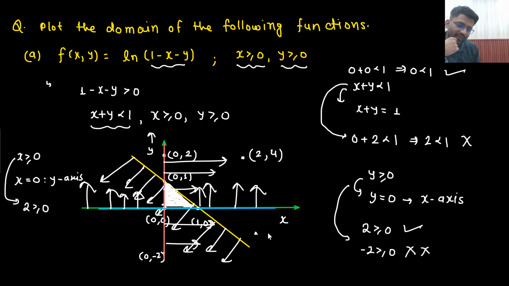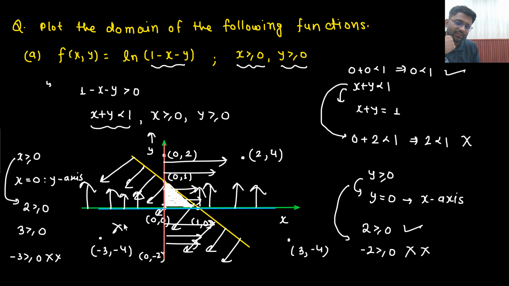Let's put any point here, say x equals to 3, y equals to minus 4. So 3 is greater than 0, this will be accepted. Yes, this much region will be accepted. Let's put any point here, which will be minus 3 comma minus 4. If you put x equals to minus 3 here, minus 3 greater than or equals to 0, not accepted. That means this much region will not be accepted.